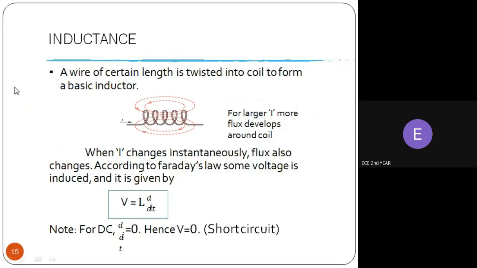When a time varying current passes through this inductor element, a flux is produced, and when the current changes instantaneously, the produced flux also changes instantaneously according to Faraday's law. There will be some voltage induced inside the coil, which is given by V is equal to L into di by dt.